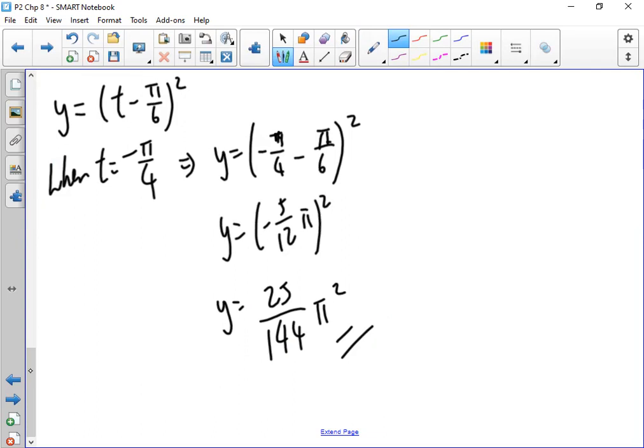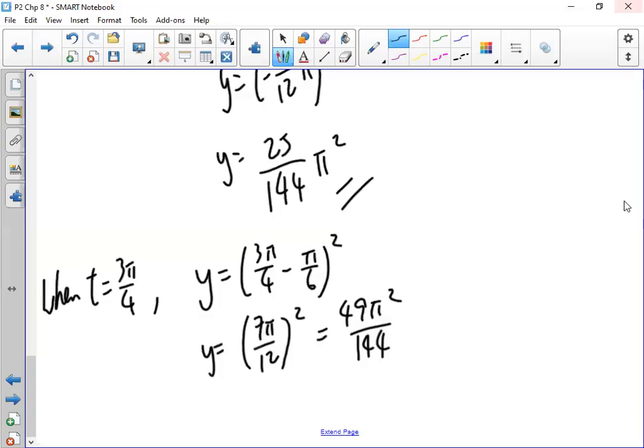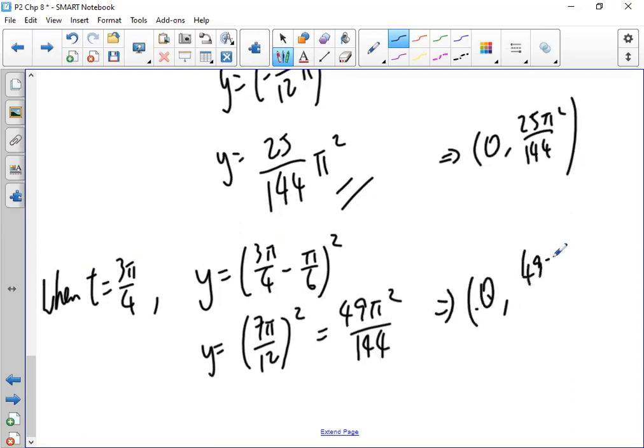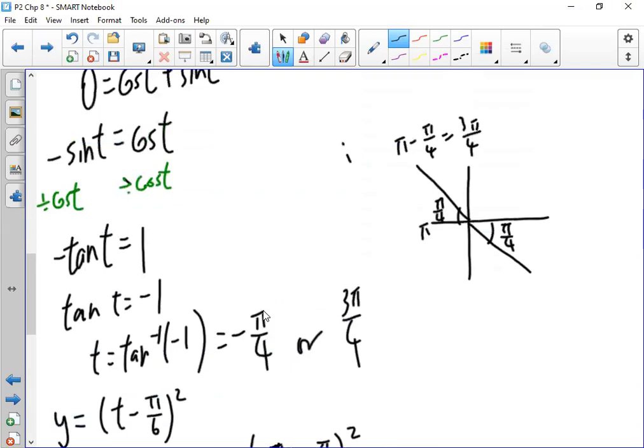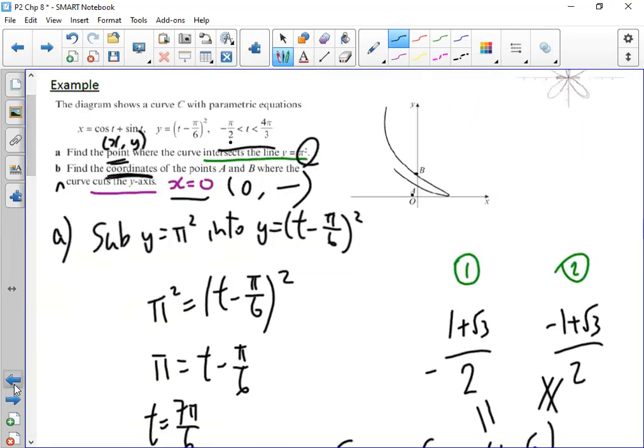Would you like to have a go at the other point when t equals 3 pi over 4? Then play the video when you have an answer. When t equals 3 pi over 4, you should get y equals 49 pi squared over 144. So the coordinates are 0, 25 pi squared over 144, and 0, 49 pi squared over 144. These are the points A and B. Is that all? Yeah, probably done.